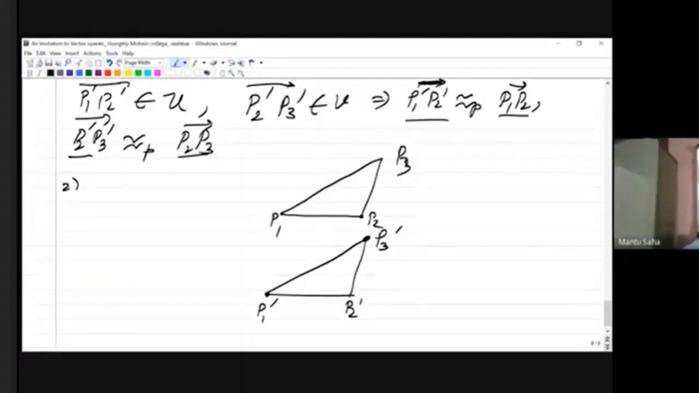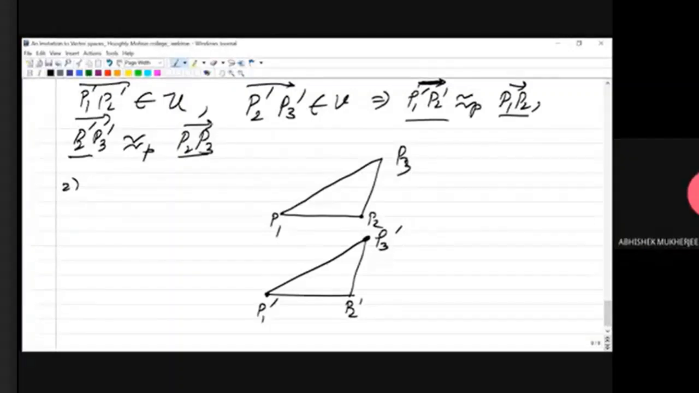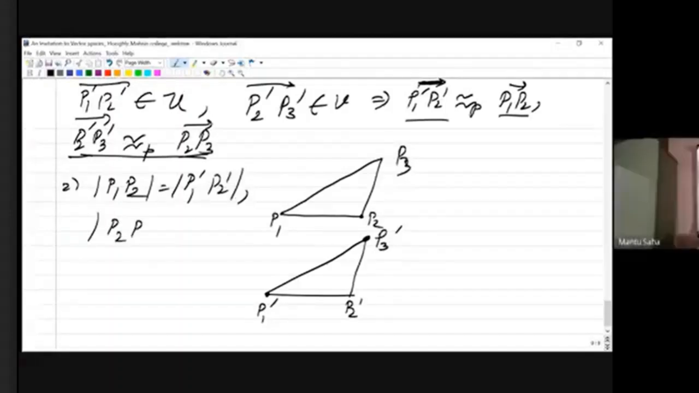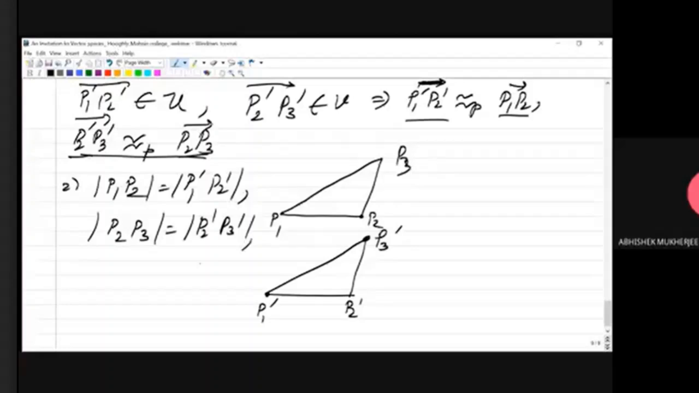Okay, so with respect to this relation, these two localizations will have the same magnitudes, right? And for the case of this, yes. Also, you know that these two localizations are parallel to this one.